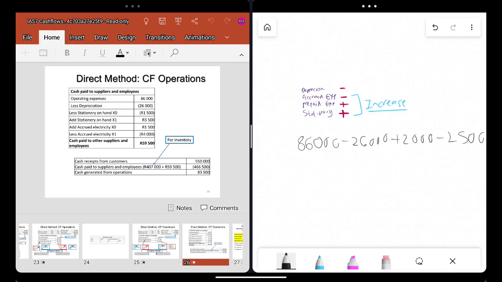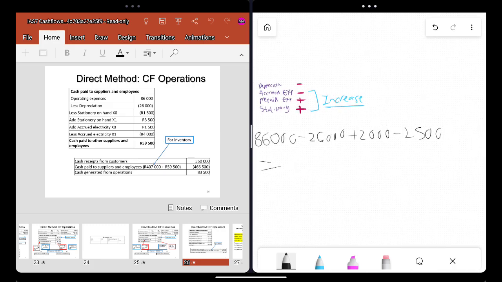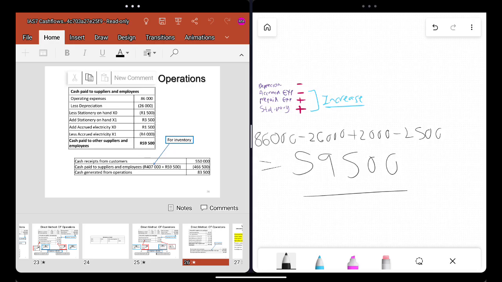So now we calculate this figure, and let's see if we come to the same answer they got in this complicated way. So 86,000 minus 26,000 plus 2,000 minus 2,500. That gives me 59,500. 59,500 is cash paid to employees, and it matches with that. So you just say plus that, and you get your final figure.